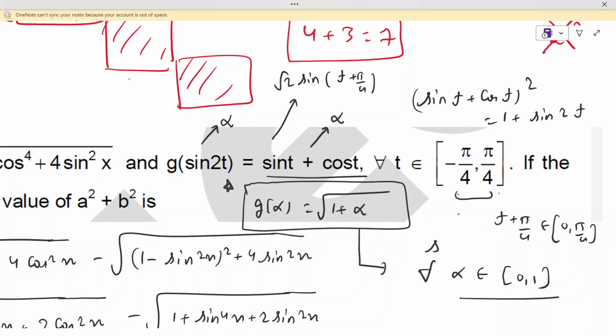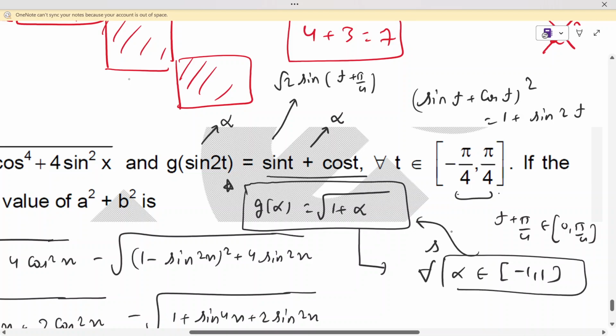Because g(alpha) will belong to, as t plus pi by 4 belongs to 0 to pi by 4, root 2 into 0 to root 2 into 1, 0 to root 2, right? They're also saying the same thing. One second, sorry. t plus pi by 4 belongs to 0 to pi by 4. Okay. Sorry, alpha belongs to minus 1 to 1 actually. This way. Clear?